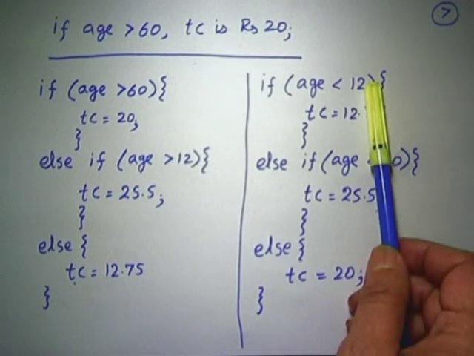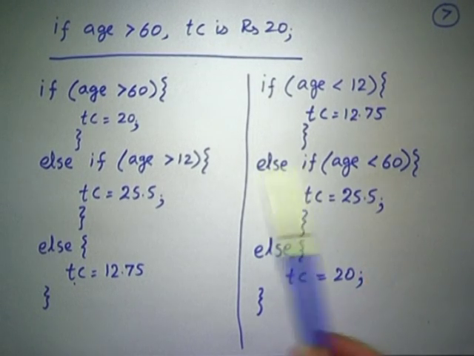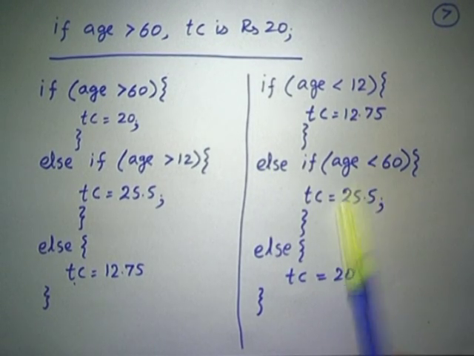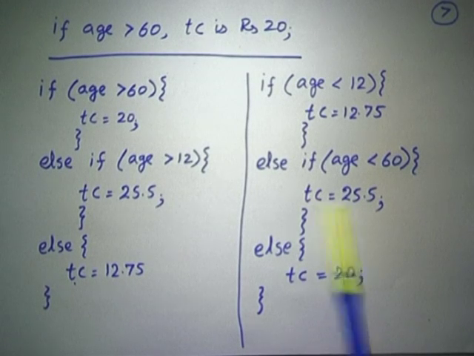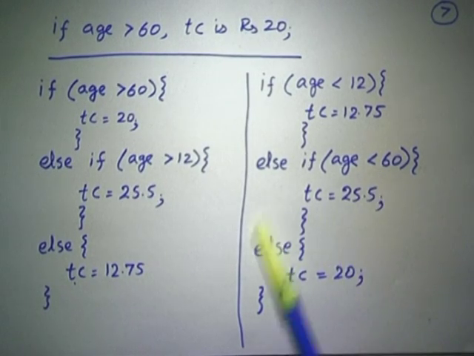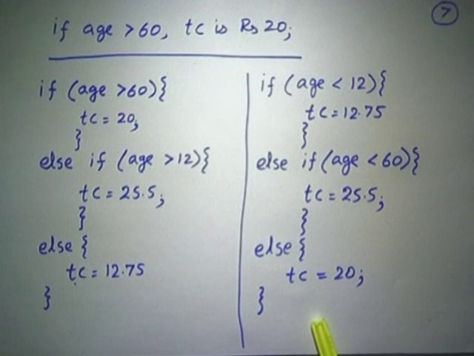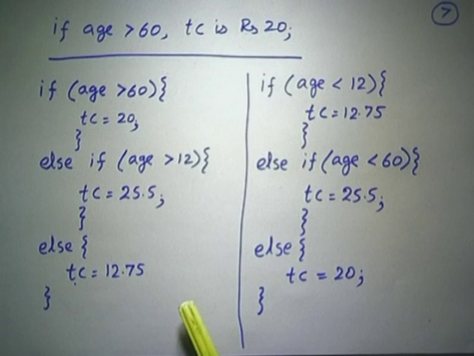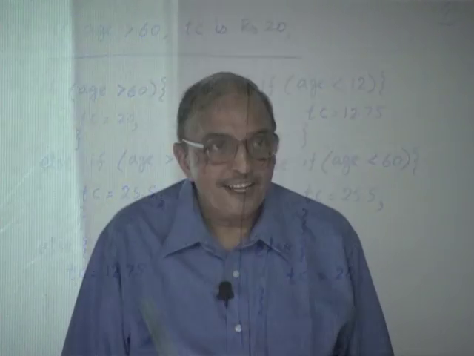Is age less than 12? No. Come here. Is age less than 60? No. Come here. Don't come here because it's not true. So I'll come to the else part, correctly calculated. Take another case, the third case. So why do you say that one of them is right? Somebody said one of them is right, and they were speculating right or left.